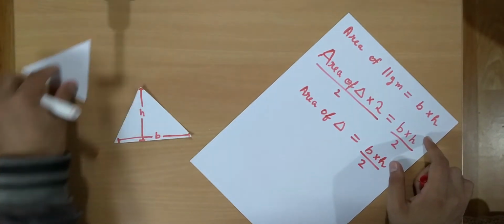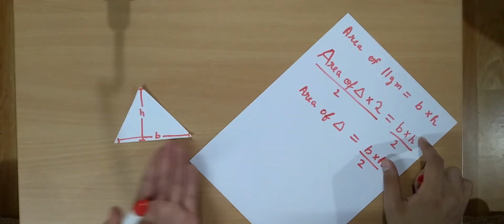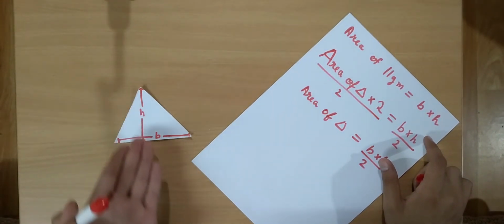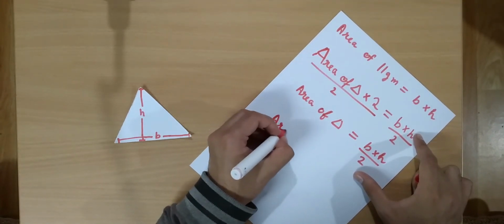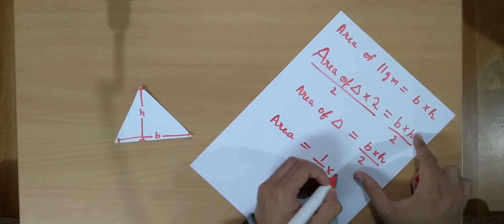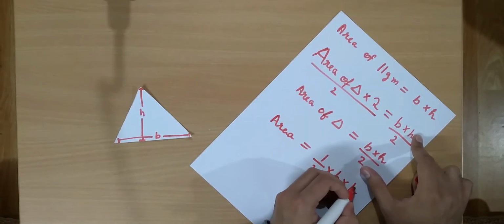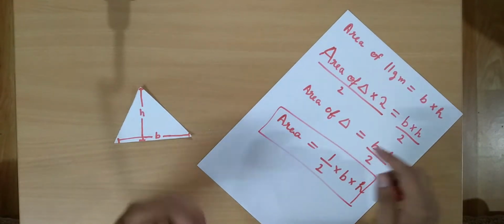So that gives me the area of this triangle, whose base or one side is B and the corresponding height is H. So we can also write that as area equals half into base into the corresponding height, and that is the formula for the area of a triangle.